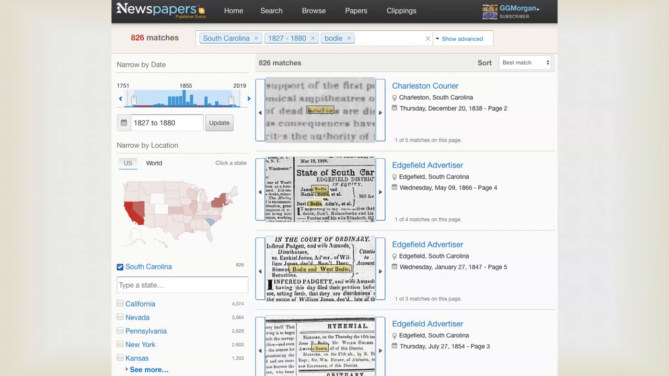Here's where I'm looking for the surname Body in South Carolina in the 1800s up to 1880, and I can see that, yeah, there are quite a few references, 826 in South Carolina, and I can narrow it by drawing those particular date ranges together. I can browse through some of these things. I can add additional search terms if I decide I want to, but I'll probably find a lot of stuff about my ancestors in these newspapers.